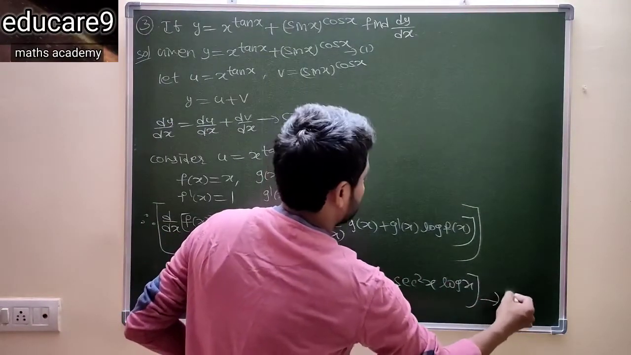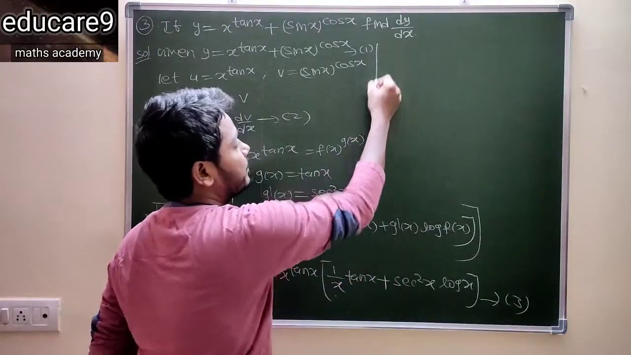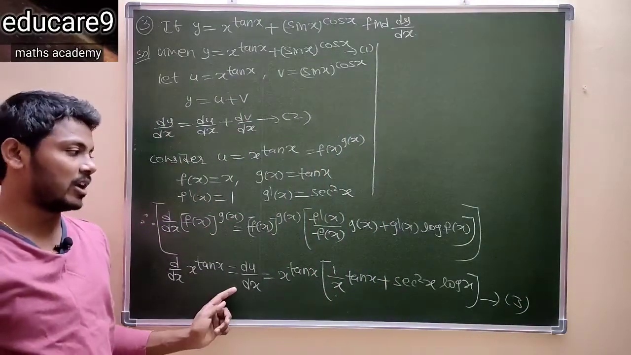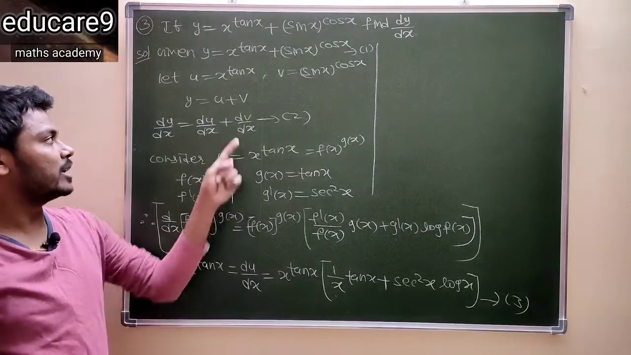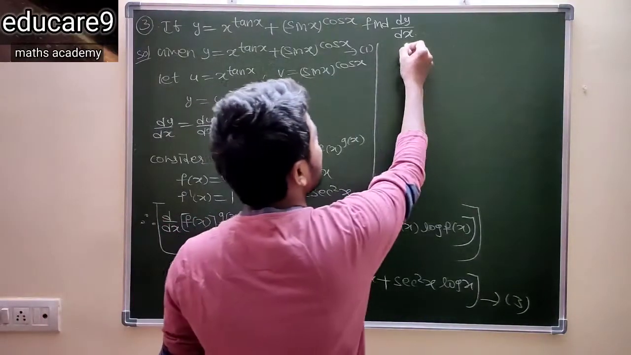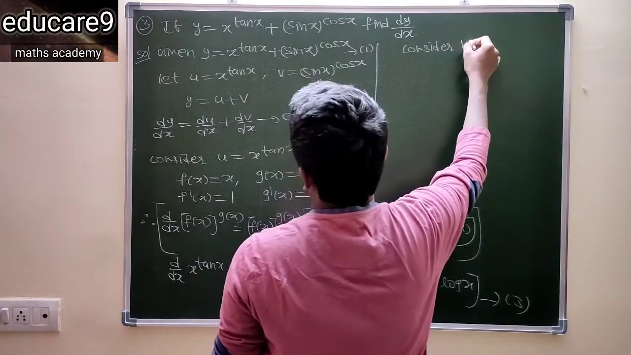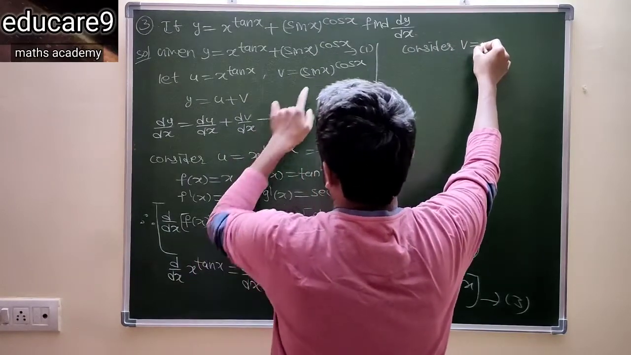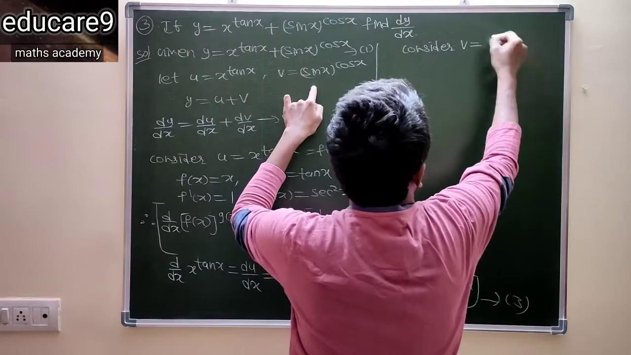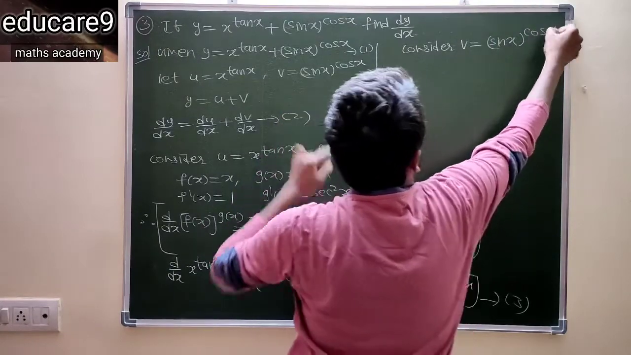So this is equation 3. This is the value of du by dx. So similarly consider v. So consider v is equals to what? Sin x power cos x.